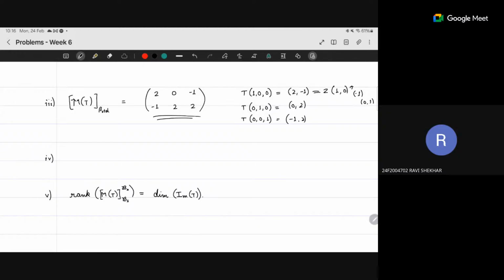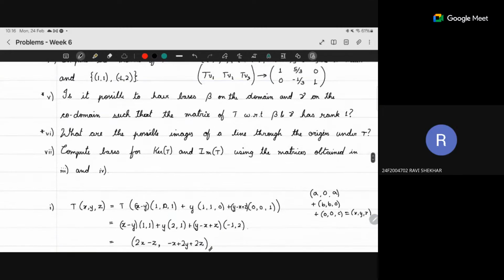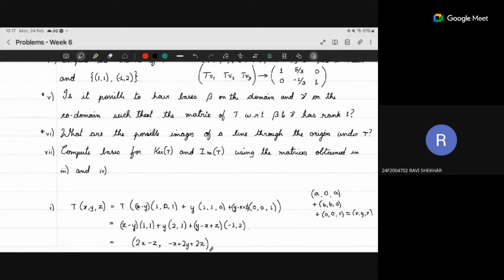And you can see that this does not have rank 1, no? This has rank 2. Yes, sir. So going back to the question, is it possible to have bases such that the rank is 1? No. Because for any two bases you start out with, the matrix that you obtain as the matrix of the transformation should have rank 2 in this case. In general, the rank is independent of the basis chosen for the representation of the transformation.